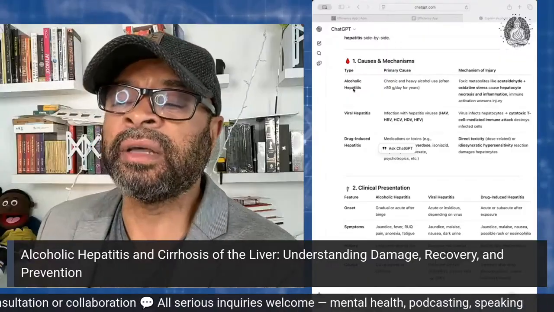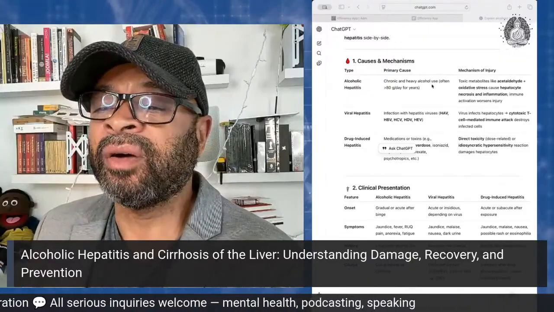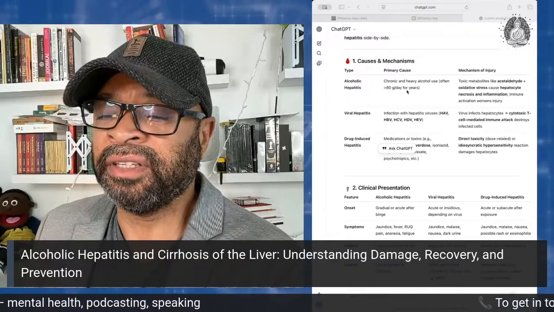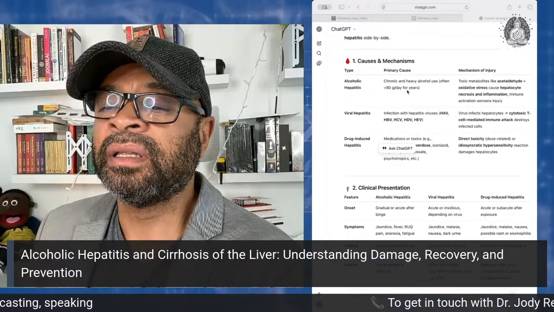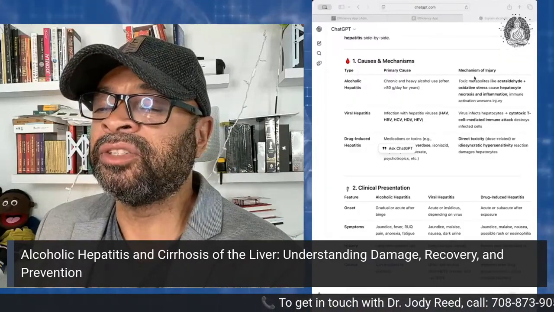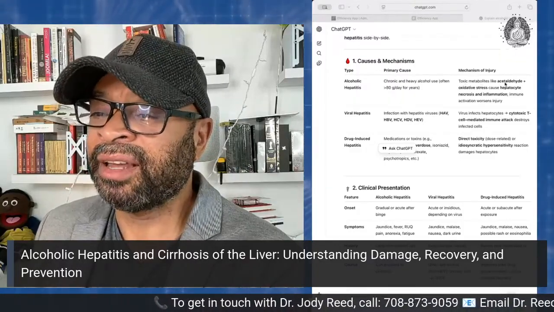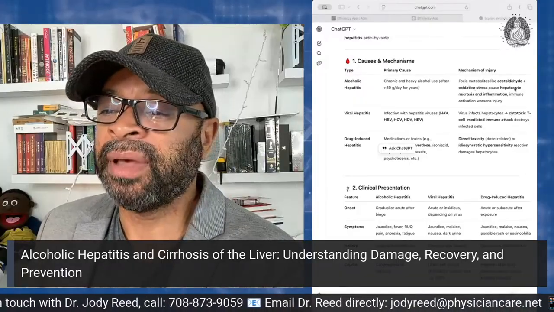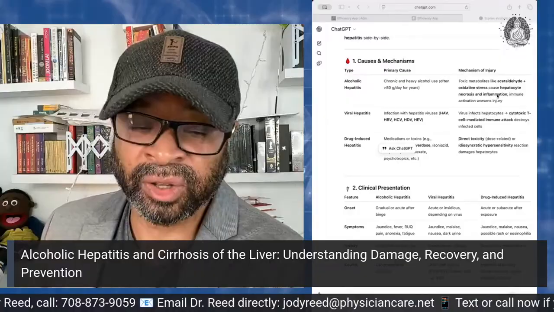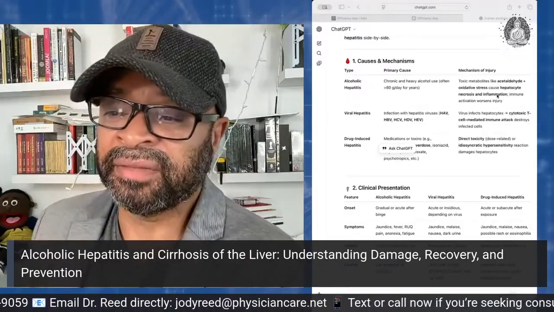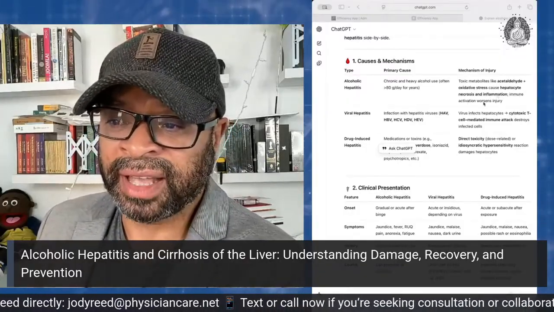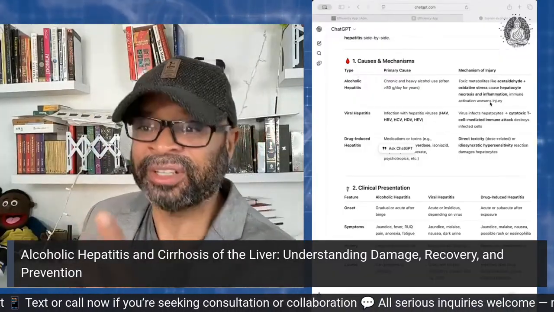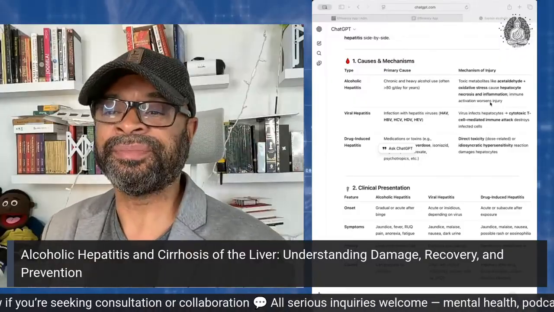So alcoholic hepatitis: chronic and heavy alcohol use, often over 80 grams a day for years. The mechanism of injury is toxic metabolites like acetaldehyde, plus the oxidative stress creating oxygen radicals, cause hepatocyte necrosis, inflammation, the cell death, the hepatocyte death, and then the inflammation. And then you have the immune response that activates and worsens the injury. That's the mechanism in alcoholic hepatitis, and we went through that one.